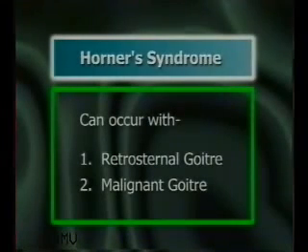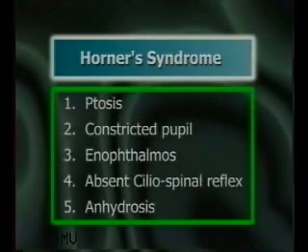If this maneuver produces congestion of the face and respiratory distress, it suggests thoracic outlet obstruction, which in case of a goiter is most likely to be due to retrosternal extension of the goiter. This is positive Pemberton's sign.